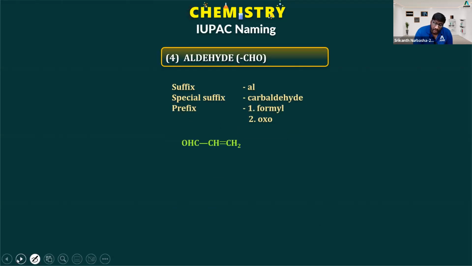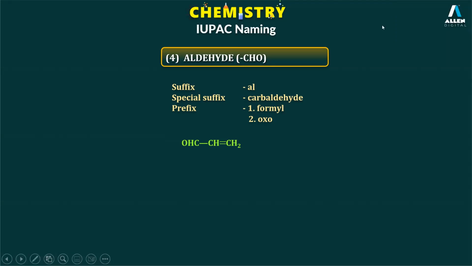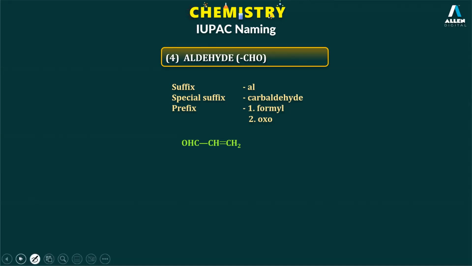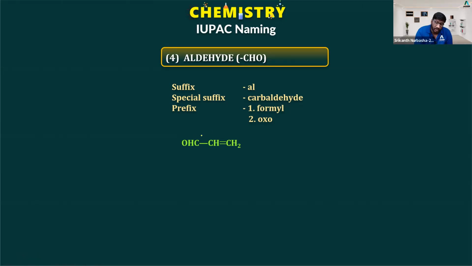Aldehydes. CH2 double bond CH-CHO. Try to name this, all of you. Look at the numbering. Prop-1-enal or prop-2-enal? Because the numbering has to be given from the principal functional group, which has the highest priority. So the lowest possible number should be given to CHO. So 1, 2, 3, that is the correct numbering. So prop-2-enal, or you can say 2-propenal or prop-2-enal.